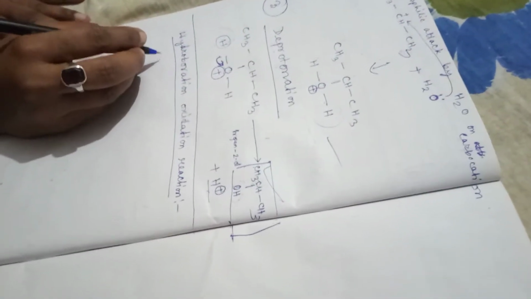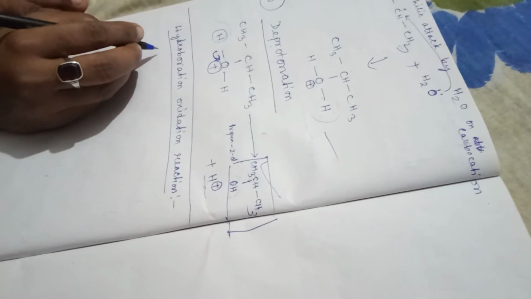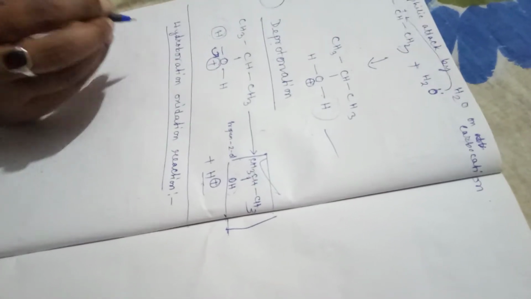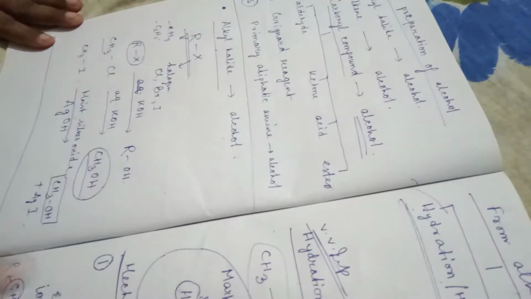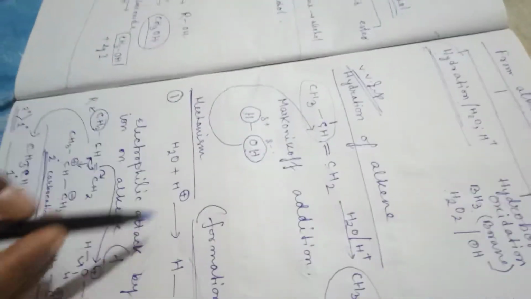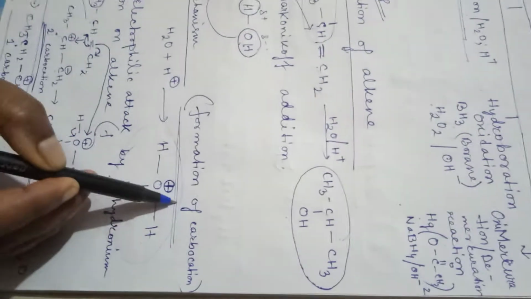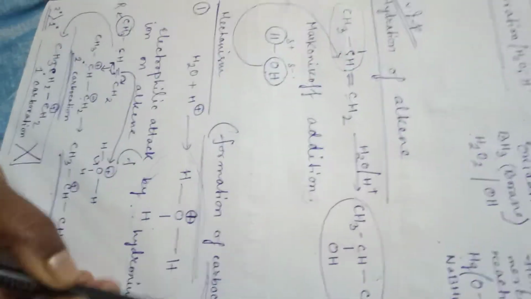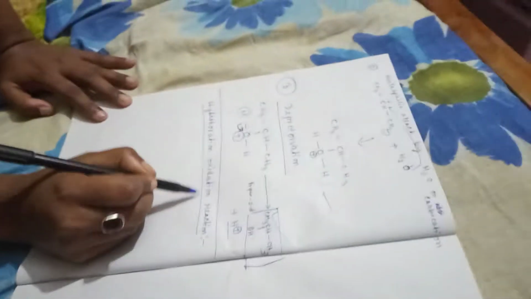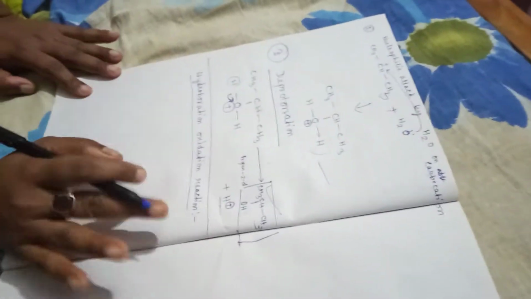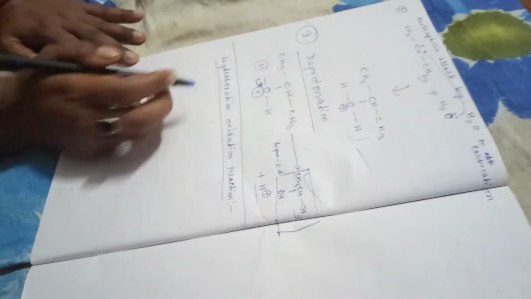Now what is the hydroboration oxidation reaction? There is no need to study the mechanism because it is not in your syllabus. This is a complex mechanism. But remember, in the previous mechanism we saw the formation of a carbocation. In the hydroboration oxidation reaction there is no formation of a carbocation.